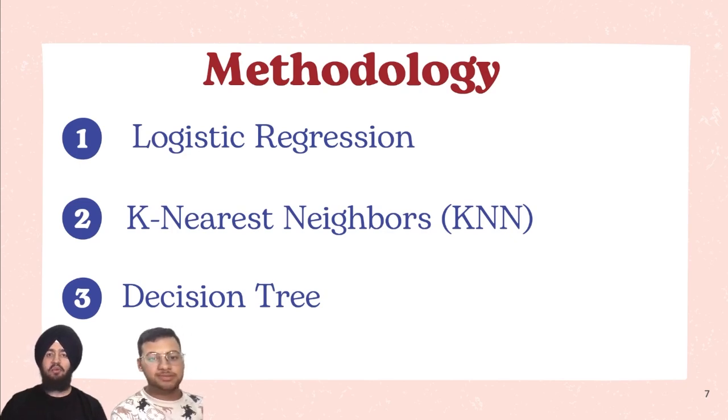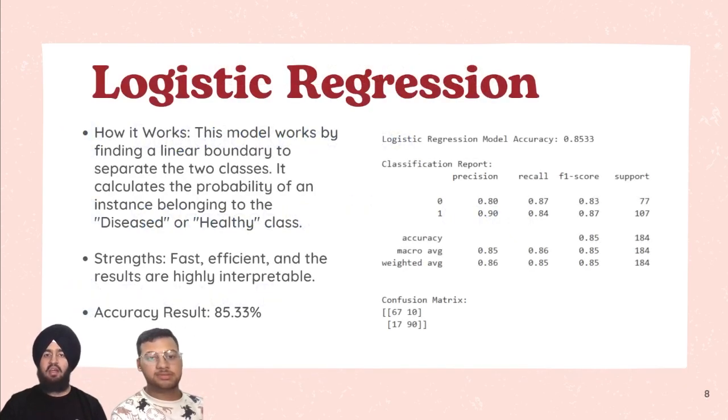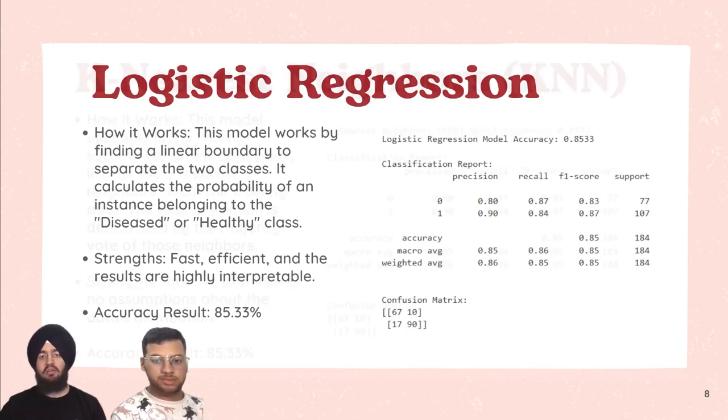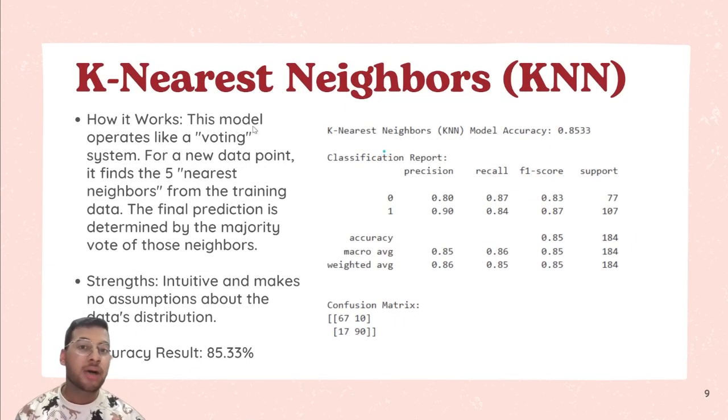So let me explain to you the logistic regression part. This model works by finding a linear boundary to separate two classes. It calculates the probability of an instance belonging to a disease or a healthy class. The strengths of it are that it is fast, efficient, and the results are highly interpretable. Also, the accuracy of this model is 85.33%, which is actually very good. So now I'll be walking you through the performance of the other two models.